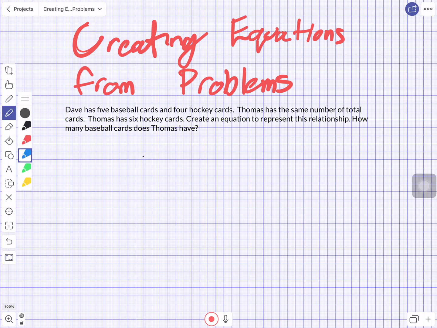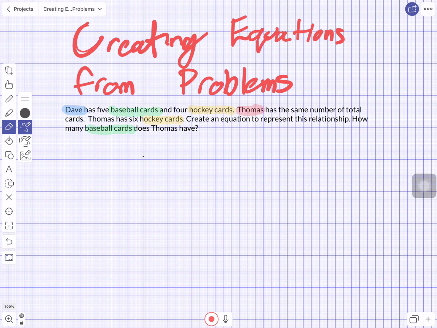So, first of all, how many people are in this? 2. There's a guy named Dave, right? And there's a guy named Thomas. And what do they collect? Cards, great. So there's baseball cards. And look, here's another thing that says baseball cards. And hockey cards. Now, there's something special about it. Does anyone have more cards than the other guy? No. In fact, they have the same amount? Yeah. Great. So that's going to be really important to us.